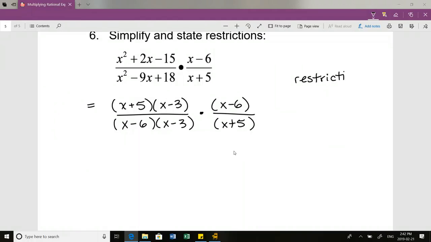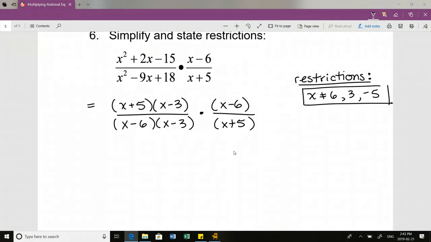Okay, don't go canceling happy yet. We need to do restrictions. Okay, so I think these ones are pretty easy to see. We can't have 6, 3, or negative 5 as x values in this function because they would cause our denominator to be 0.